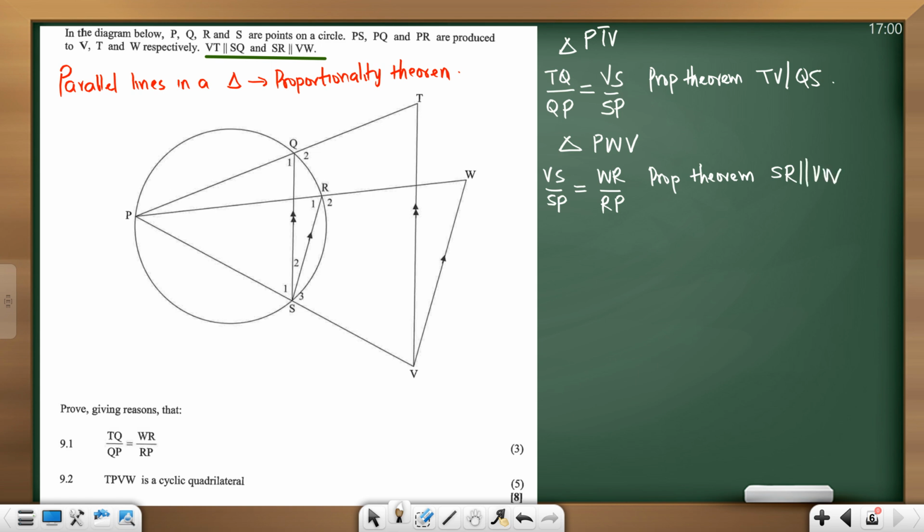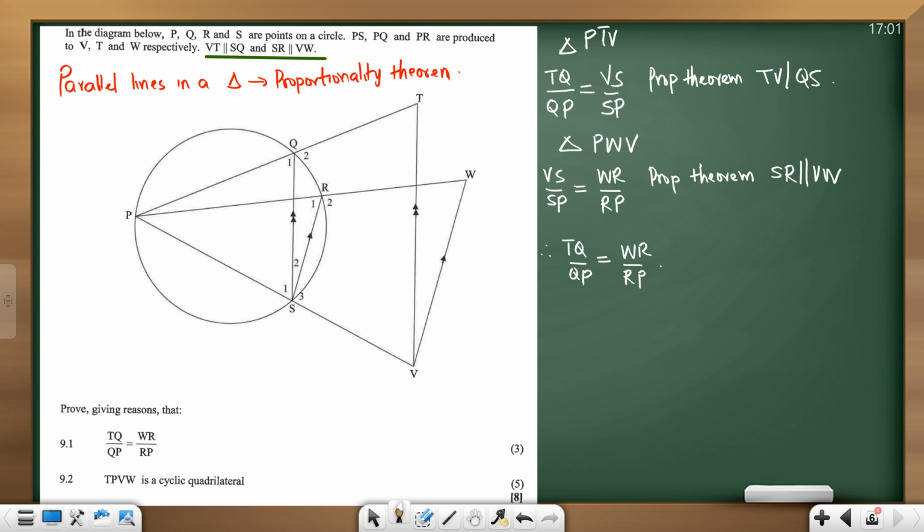Okay. Now, do you notice it's almost as if you're doing simultaneous equations? TQ is equal to, so I can just replace it. Instead of writing VS, therefore, TQ over what? QP will be equal to what? WR over RP. Did that make sense? 3 marks. Did it make sense? Everybody okay? Becoming clearer as we do more activities? Lovely.